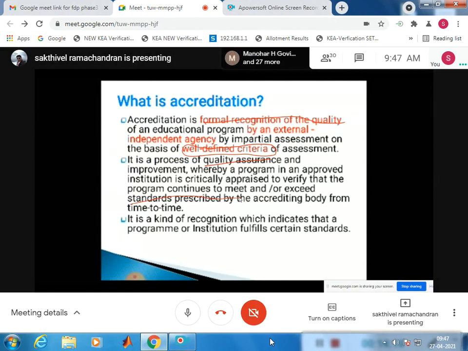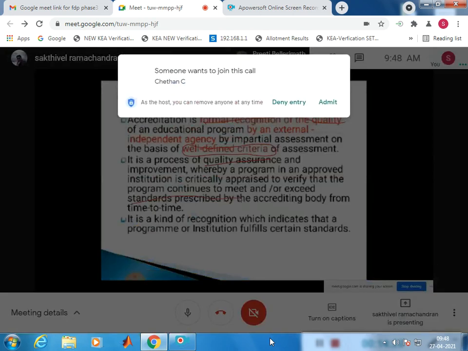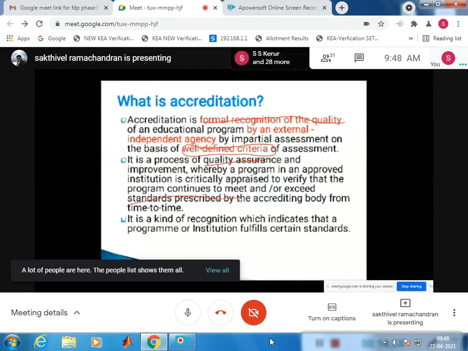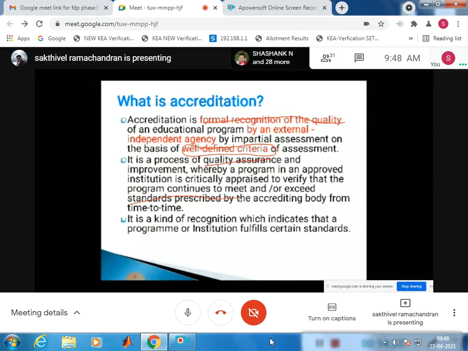So the set of criteria which we keep for a particular program may not suit other programs. For example, for engineering we have 10 criteria, whereas for pharmacy it's 9 criteria. The criteria laid down vary based upon the program too.